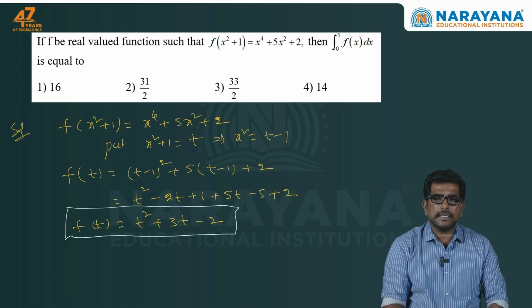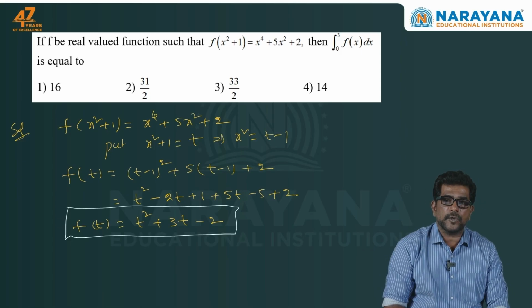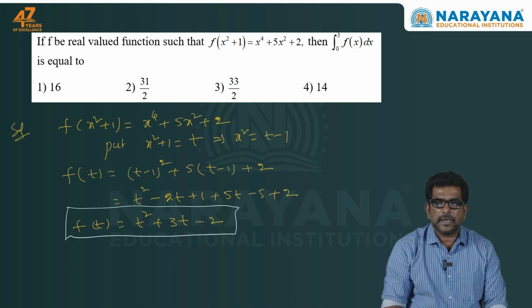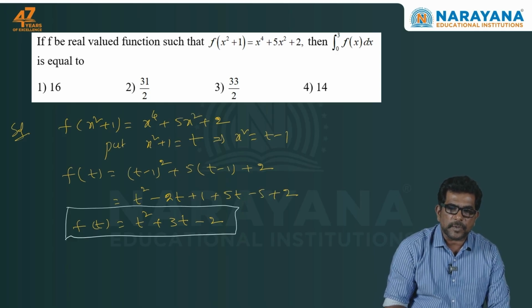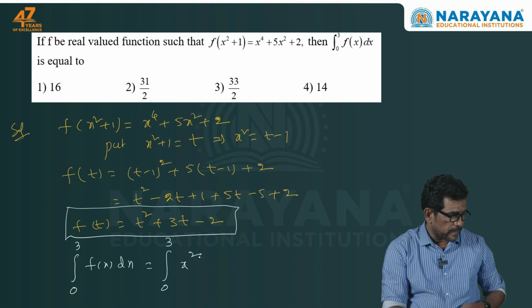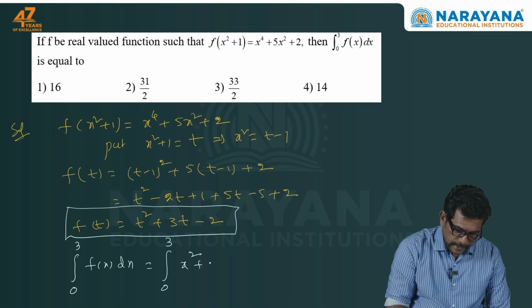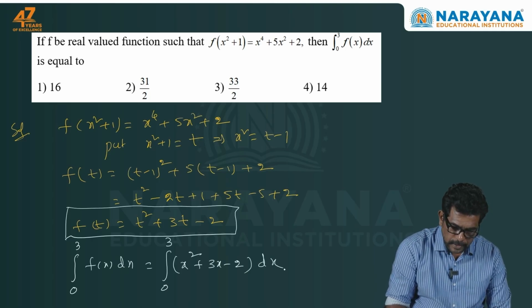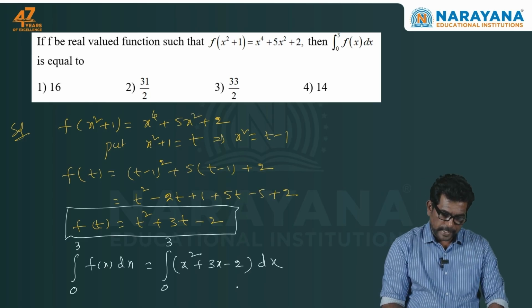Now they are asking for the definite integral 0 to 3 of f of x dx. You are very familiar with this type of problems. So here onwards, integral 0 to 3 f of x dx is equal to integral 0 to 3 of f of x, which is x square plus 3x minus 2 dx. After this, you know how we are integrating this one.